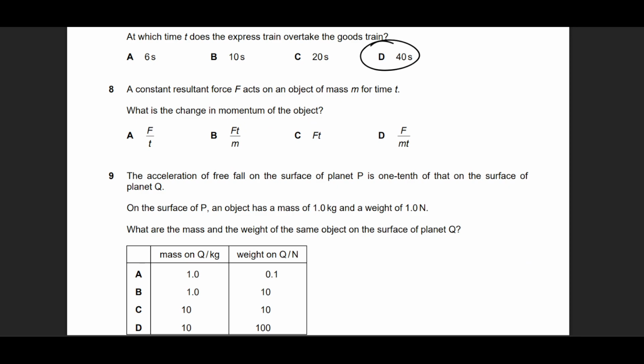Question number 8 was straightforward. F acts on an object of mass m for time t. What's the change in momentum? Simply put, the rate of change of momentum is defined as force. Take time over there, and this becomes change of momentum equals force times the time taken for the process. So very straightforward, C was the answer.